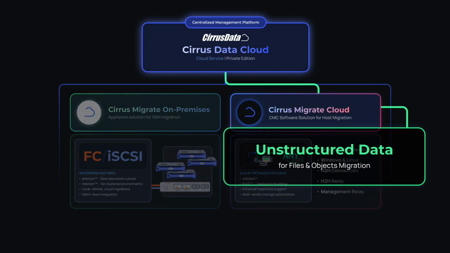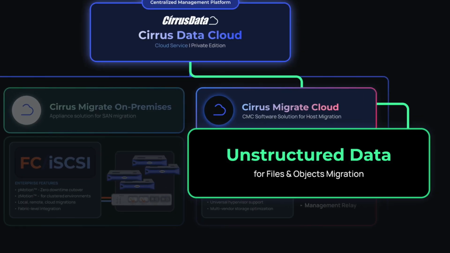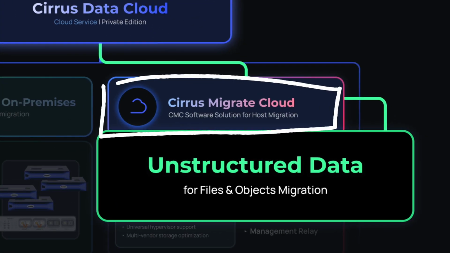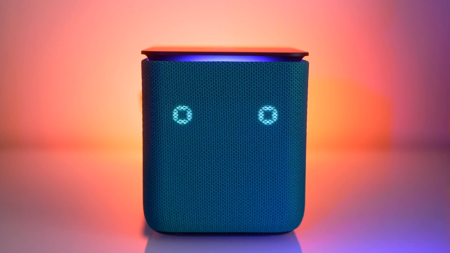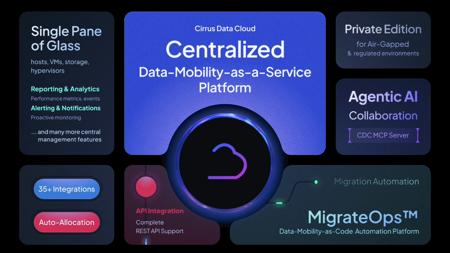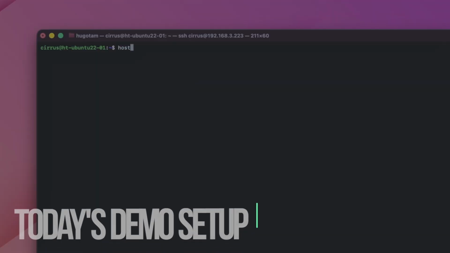Now let's see how files and objects data mobility works under the same platform and same CMC software. Remember, file migration shares the core platform as block migration. All these access controls, alerting, reporting, project management, APIs, agentic AI collaboration, deployment process, troubleshooting process, all these enterprise features automatically apply to unstructured data as well. Now let's see it in action.